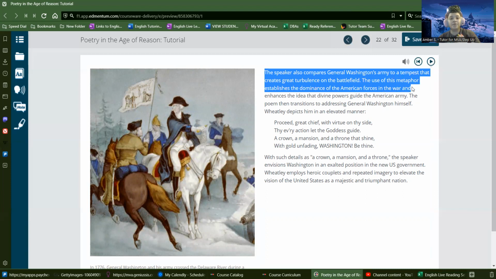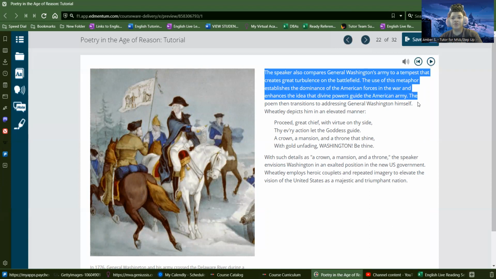So, like, she's comparing them to powerful things, storms, tempests, right? Turbulence means that you're shaking things up on the battlefield. So, remember, they were describing the army as like a wind that shakes up and surprises even the ocean, right? So, that's exactly what we're talking about. That's turbulence. So that establishes the dominance of the American forces in the war and enhances the idea that divine powers guide the American army because they're being compared to a god of wind, right?